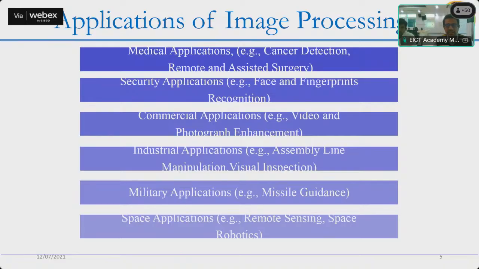Initially, it started at a level where whatever a human is doing, it would assist at that level. But later on, with the help of flexibility and image operations, it has gone above the human level in many, many cases. For example, the medical one, remote and assisted surgery. Today, we see that in the operation theater, the doctor is able to do operations within 1 hour, 2 hours. Earlier, it took 2 days, 3 days.